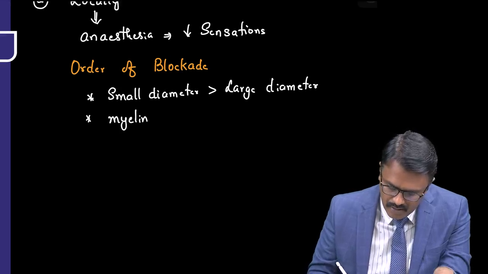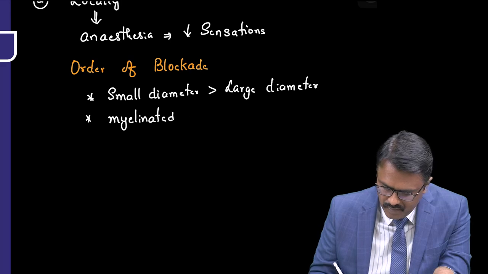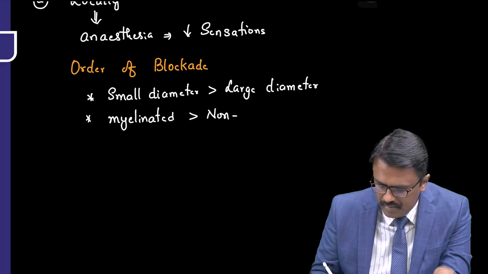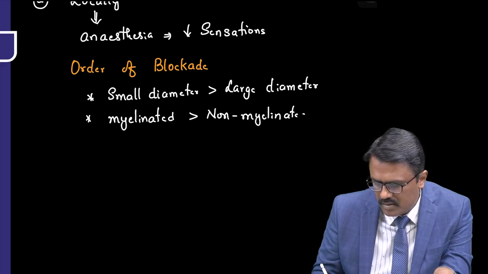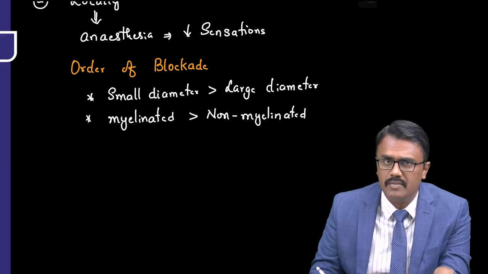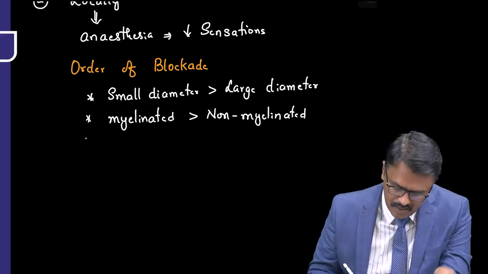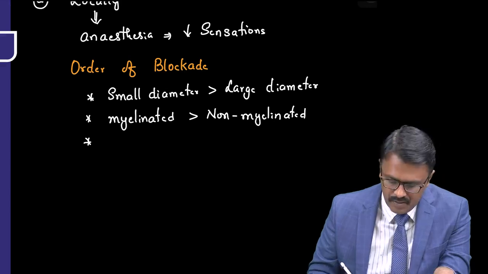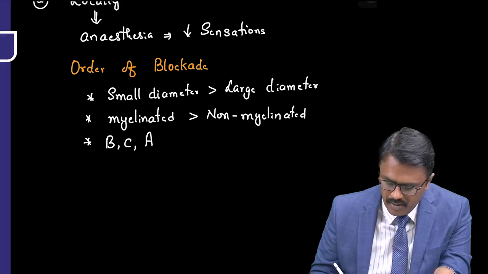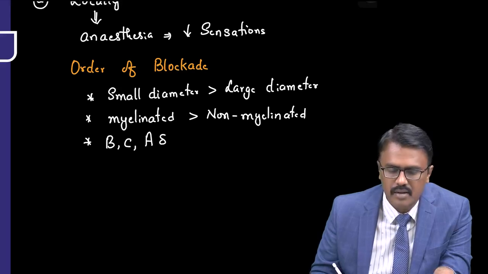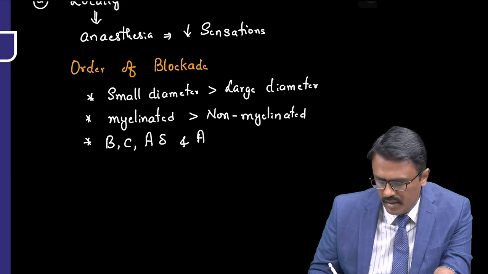Myelinated fibers are blocked later than non-myelinated. So myelinated fibers are easy to penetrate compared to non-myelinated. The types of fibers blocked, in order: B fiber, then C fiber, then A fiber, in that A delta, and then followed by A alpha, beta and gamma fibers.